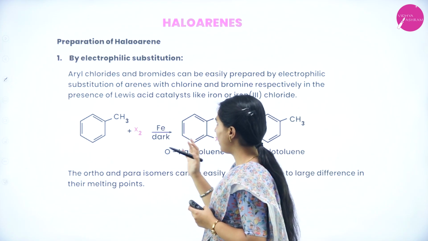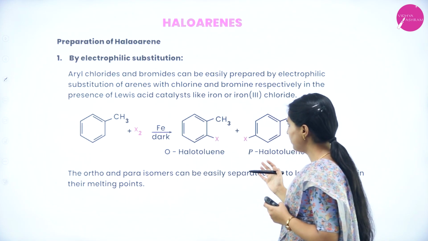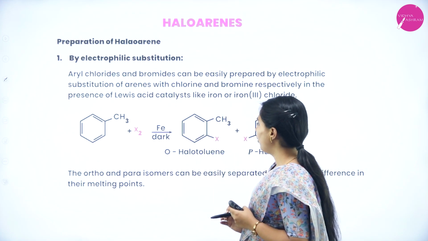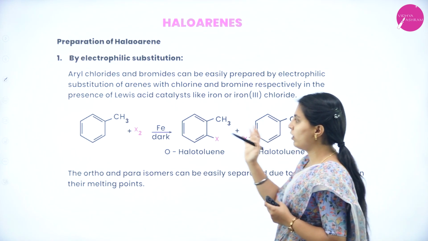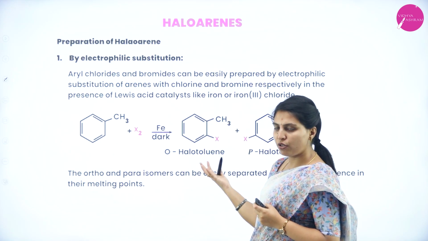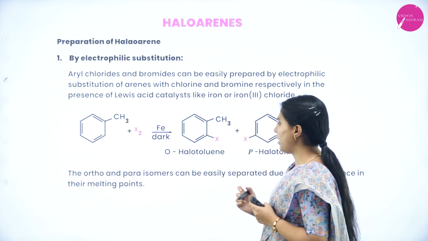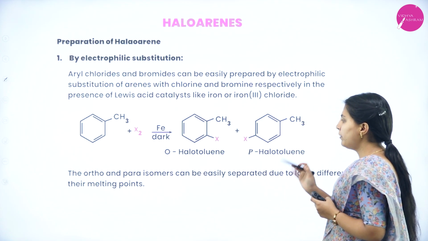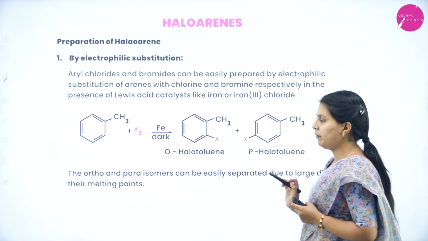This is an aryl compound treated with halogen in the presence of iron. Ortho-halotoluene and para-halotoluene will be formed. When toluene is treated with halogen, it forms halotoluene at the ortho and para positions. Ortho and para isomers can be easily separated due to the large difference in their melting points.